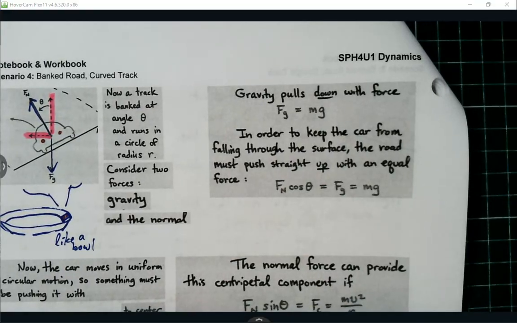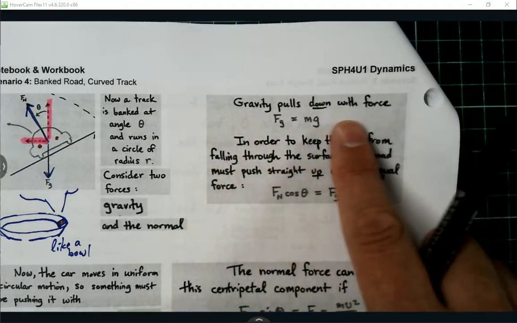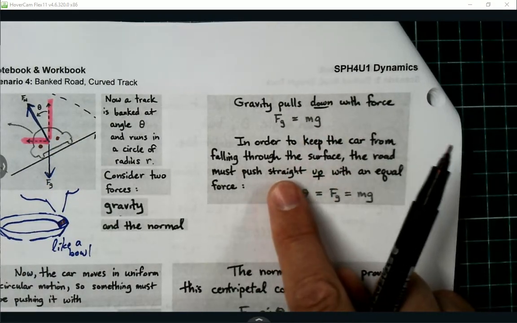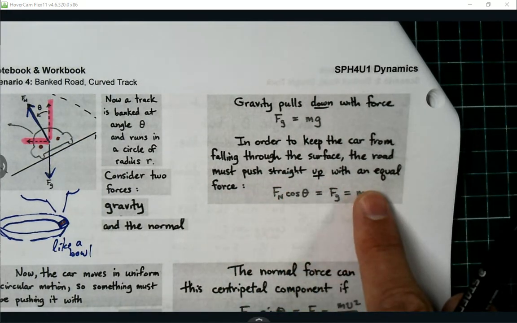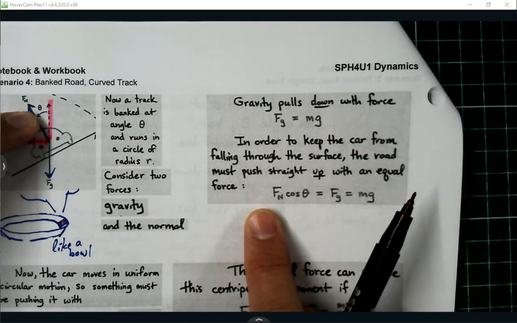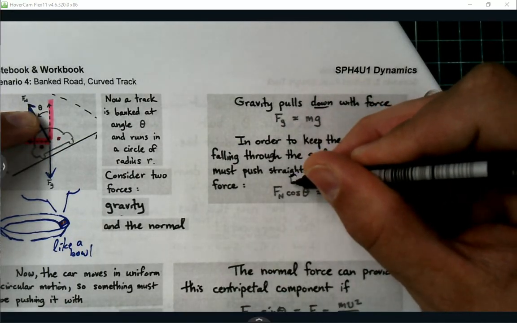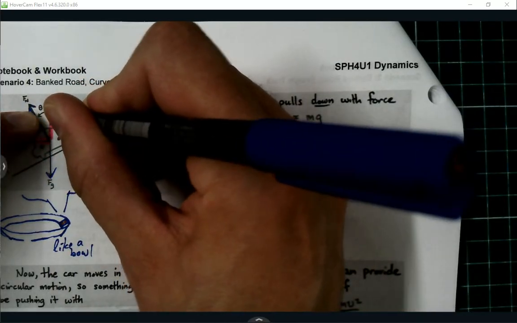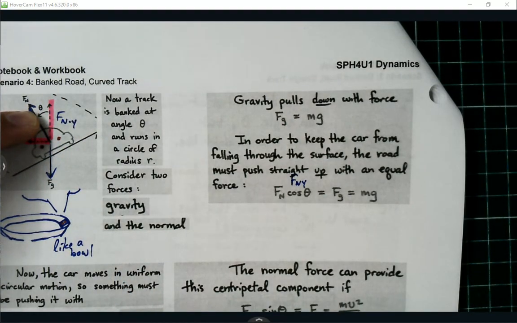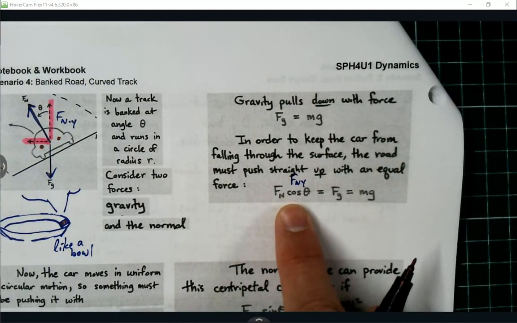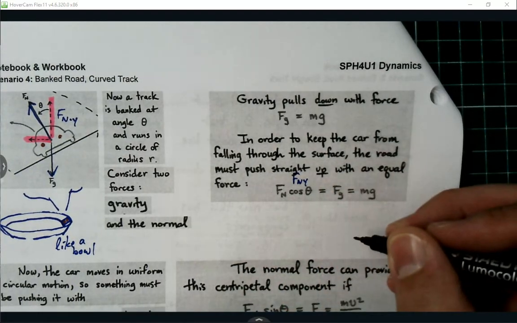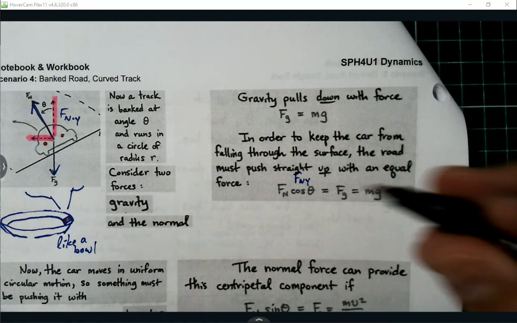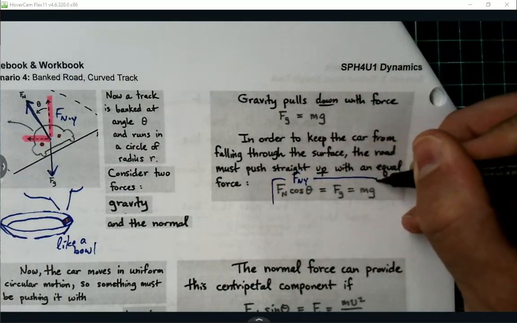So let's make sure we hash out the words that are already written. Gravity pulls down with a force of Fg equals mg. In order to keep the car from falling through the surface, the road must push straight up with an equal force. That's the y component. So I'm going to call this F normal y, and I'm going to label it over here, F normal acting in the y direction. And that F normal acting in the y direction has to be equal to the Fg value. Everybody cool with that idea? All right. That's so important, I'm going to put a box around it.